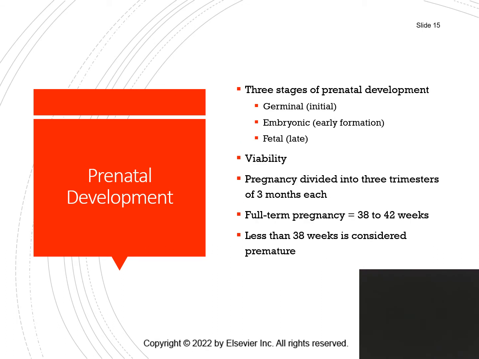Prenatal development begins at the time of conception, when the mother's ovum is fertilized by the father's sperm. A zygote is formed. Among the many influences on prenatal development is genetics. 46 chromosomes become a unique combination that will almost certainly never occur again, except in the case of identical twins. That is why each of us is different from everyone else.